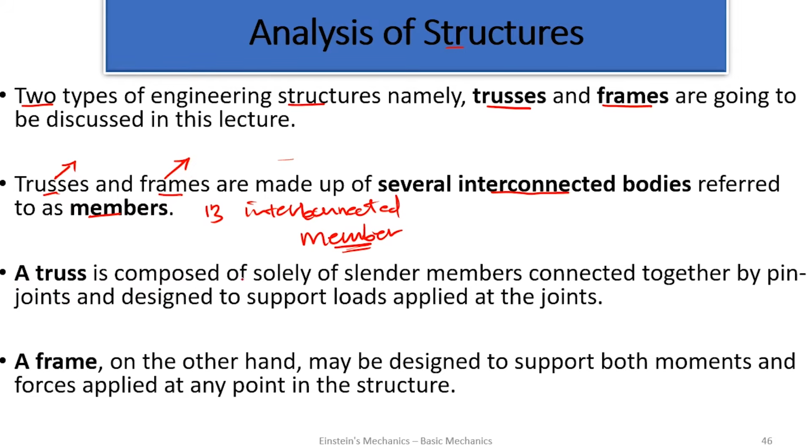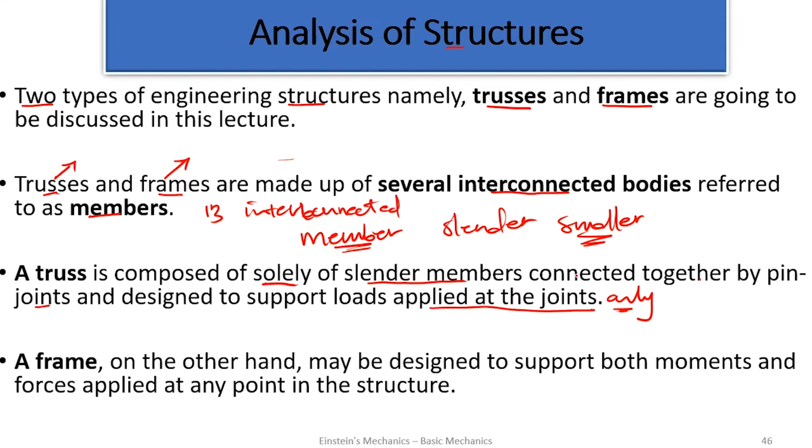A truss is composed of solely slender members connected together by pin joints, and it is also designed to support load applied at the joints only. Take the definition very well. A truss is composed of solely slender members, meaning its members are slender. That's lightweight, their size is smaller. They are not heavy members. So if you want to identify a truss, first check the members. They are slender.